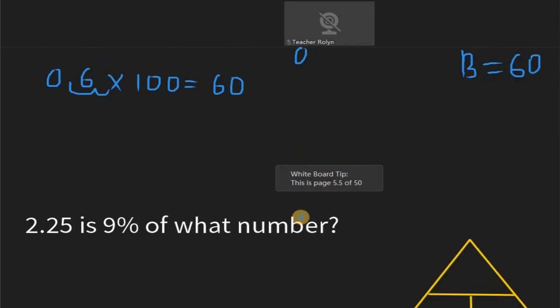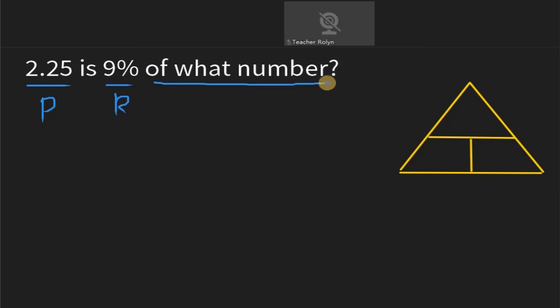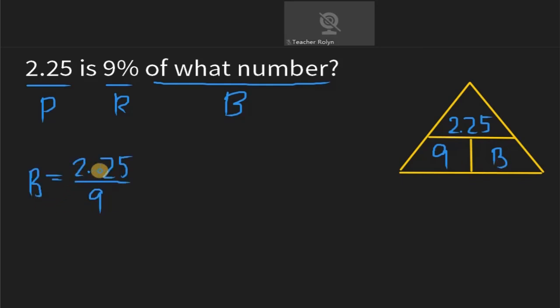Let's try this last example. 2.25 is 9% of what number? So again, our 9% is the rate. Then we have here 2.25 is our P, because of what number represents our B. So fill in the triangle. We have here 2.25. Then, meron tayo ditong 9%. And then we have here the B. So B is equal to 2.25 divided by 9. Let's divide.